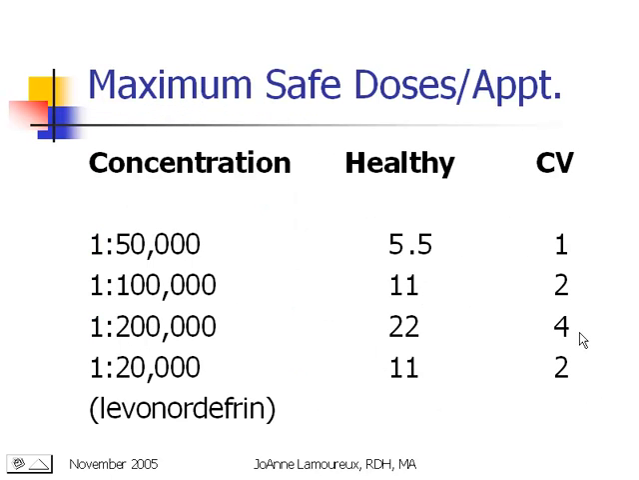This is a chart that shows you what the maximum safe dose or maximum recommended doses per appointment are when you use the various dilutions of epinephrine, 1 to 50,000, 1 to 200,000, or if you were to use the vasoconstrictor levonordefrin. In a healthy patient, as I just mentioned, this dilution ratio is 11 cartridges. You'll notice that when it's twice as concentrated, it's half that amount. When it's half as concentrated, it's twice that amount. And the same is true for cardiovascular patients.